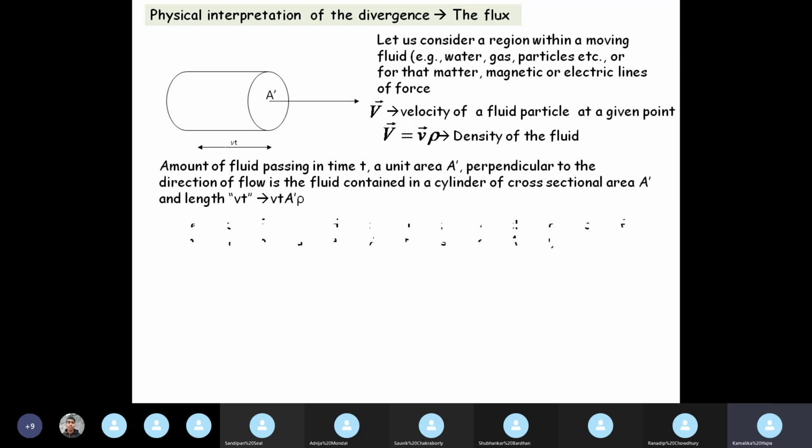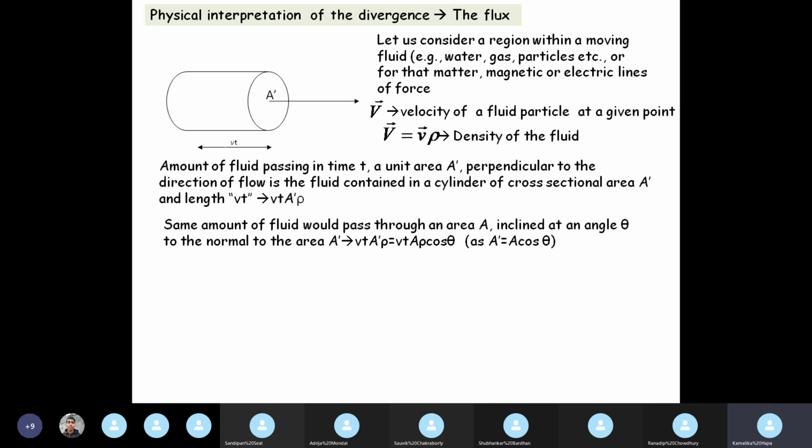Okay. Now this same amount of fluid would pass through another area A which is inclined at an angle theta to the normal to the area A prime. This is what I am saying. Consider another area A which is inclined at an angle theta to this direction of flow, that is to the normal to A prime. This is the normal to A. So the angle between them is theta.